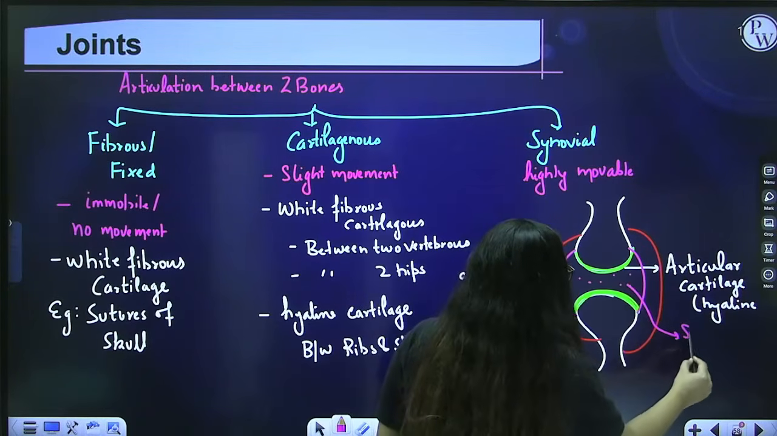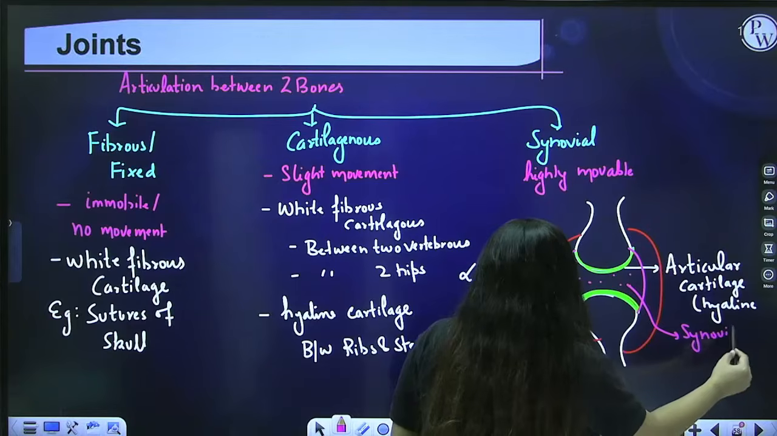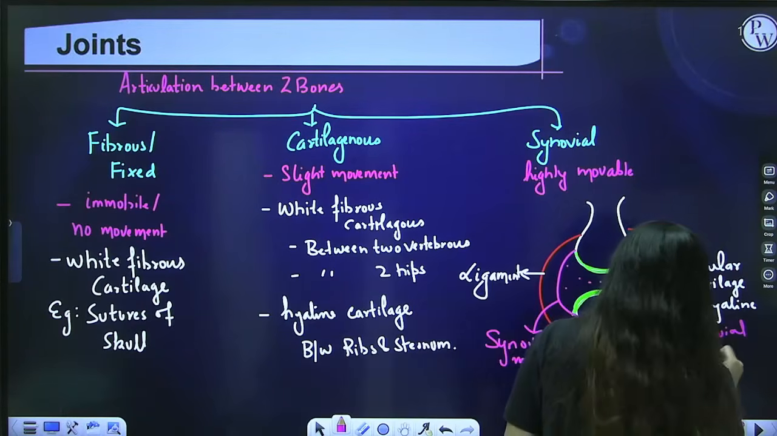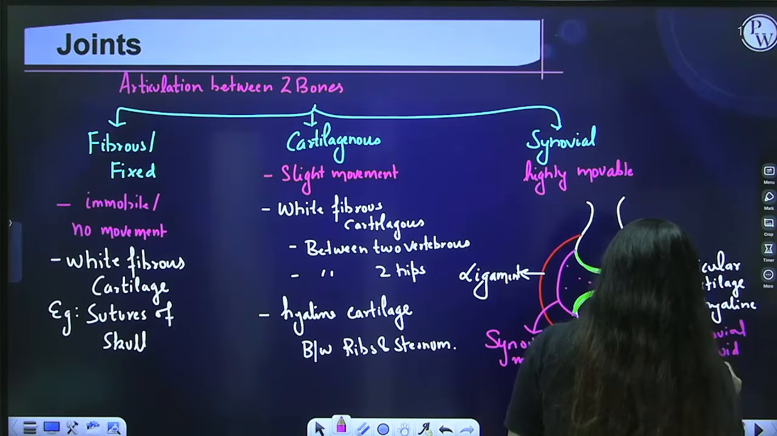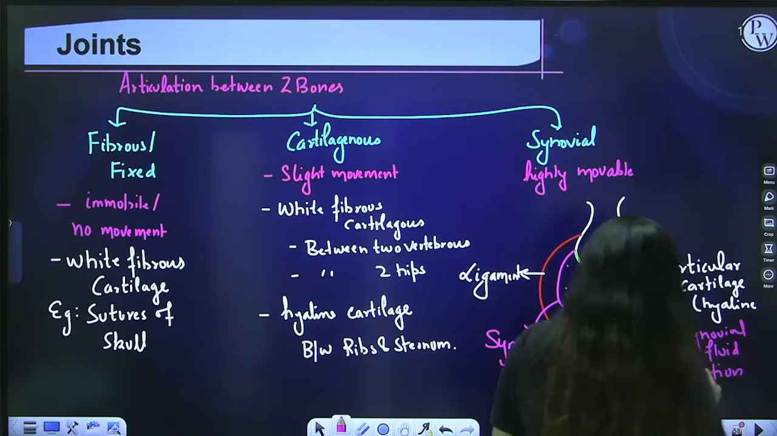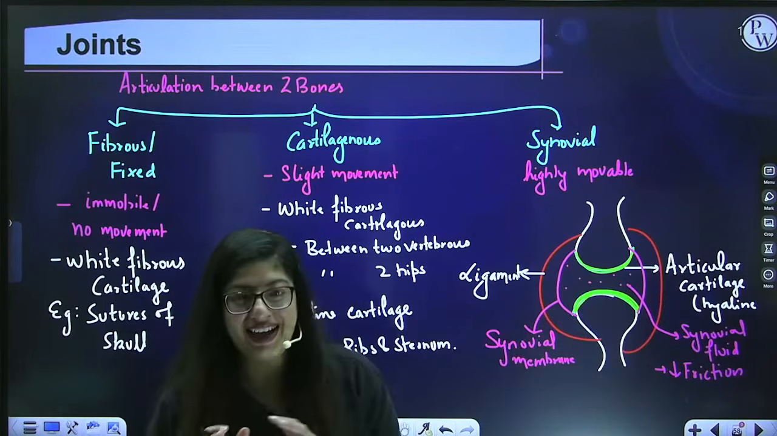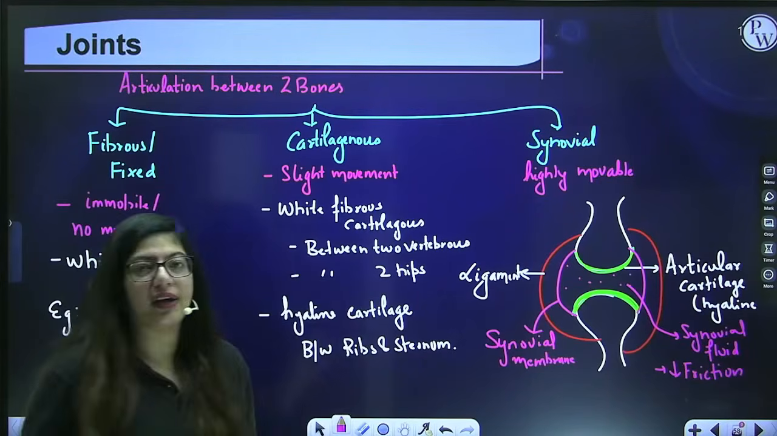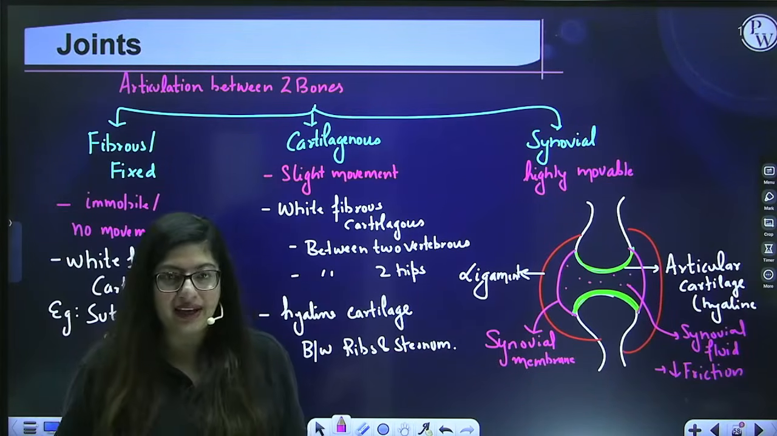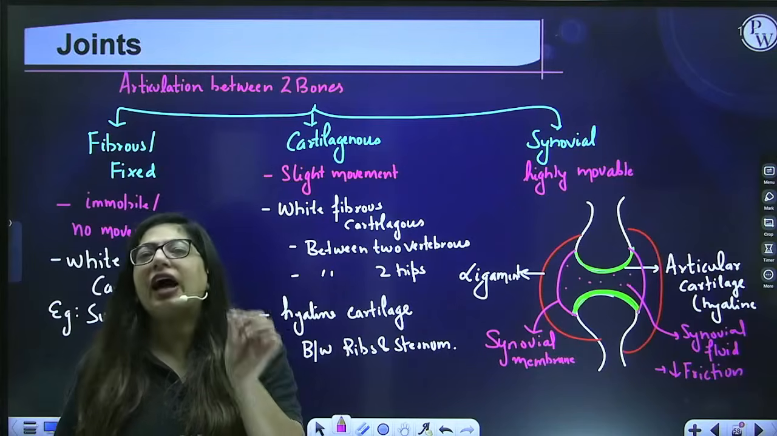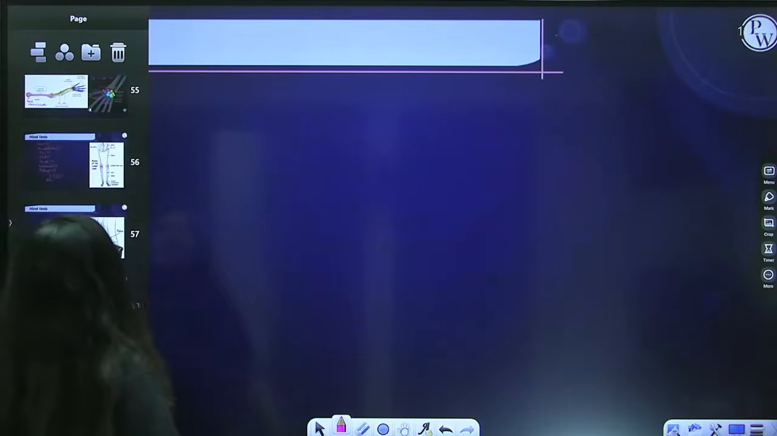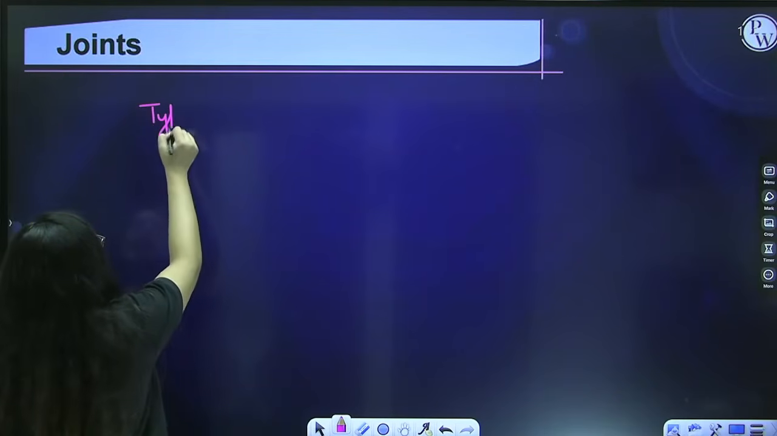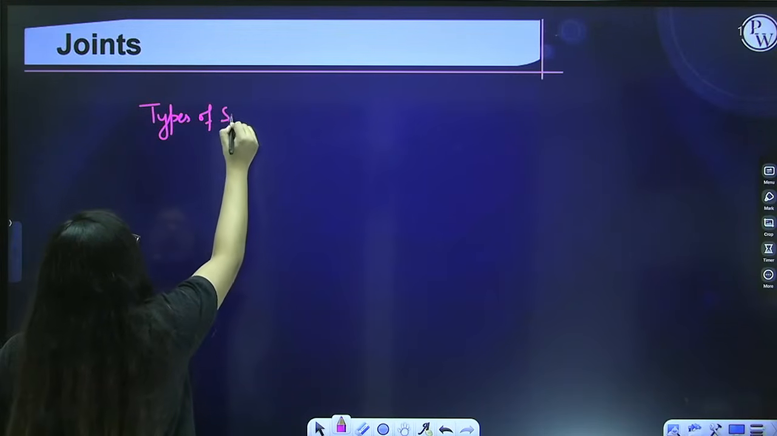What fluid? Synovial fluid. And this synovial fluid is rich in hyaluronic acid and it reduces friction so that the bones can easily move. This is what your synovial joint is, or how it looks like. Now let's talk about the types of synovial joints.